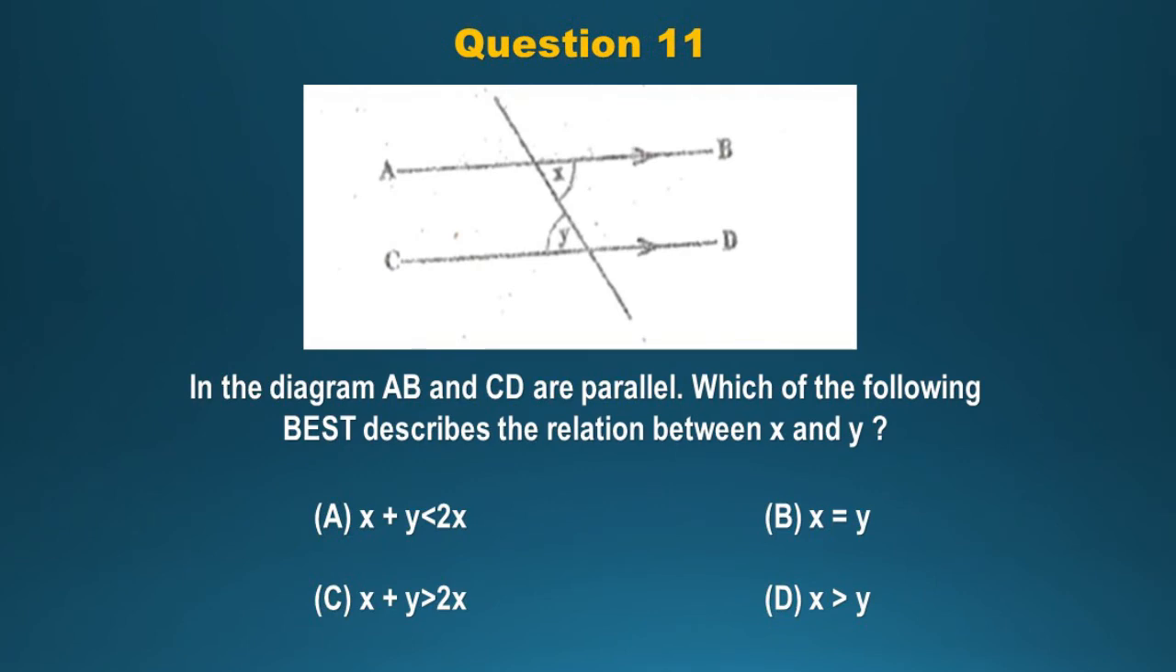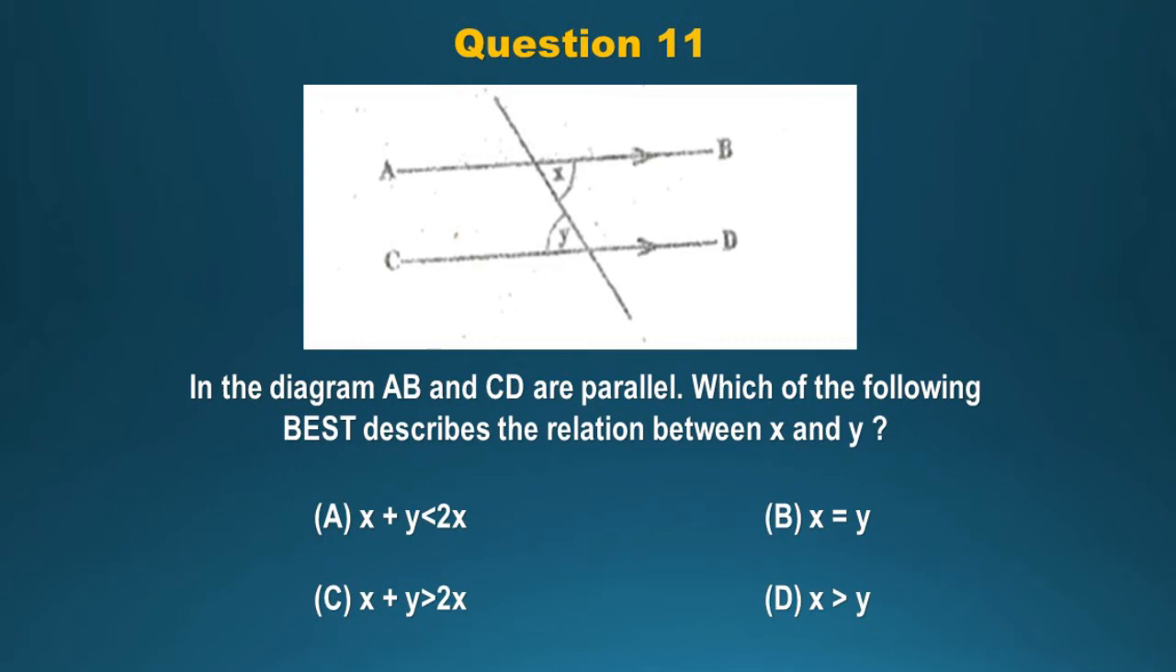In the diagram, AB and CD are parallel. And in geometry, we identify parallel lines by those two arrows. The question reads, which of the following describes the relationship between x and y?